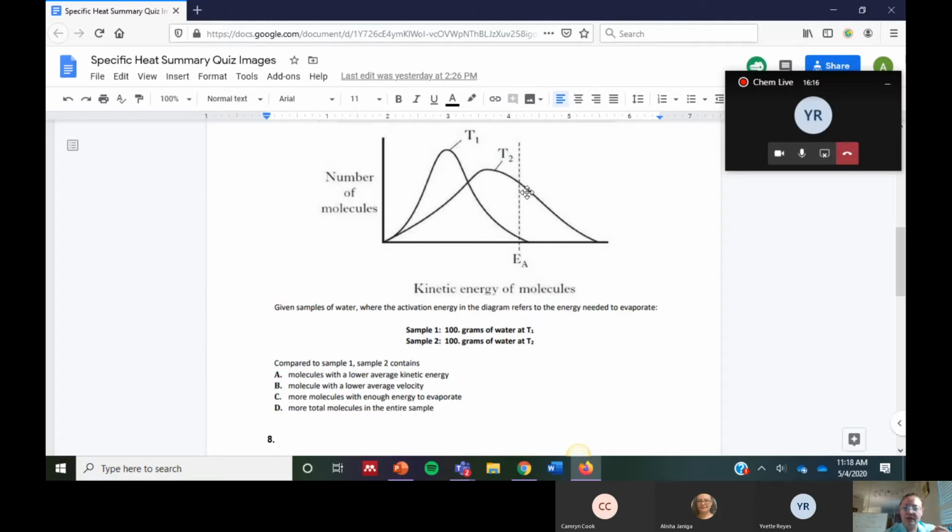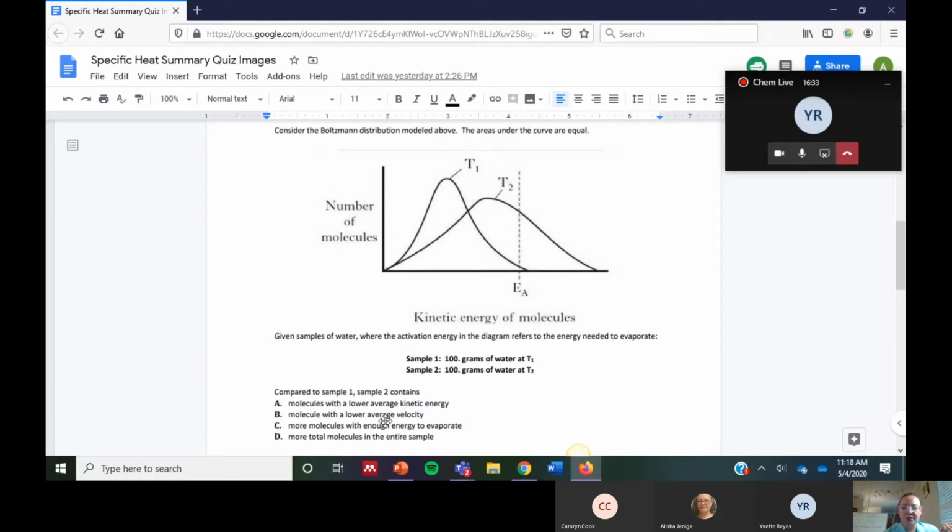Well, if this is considered our energy needed to evaporate, because that's where it says right here, activation energy is the energy needed to evaporate, temperature 2 does have more molecules with enough energy to evaporate, so that one would be true.